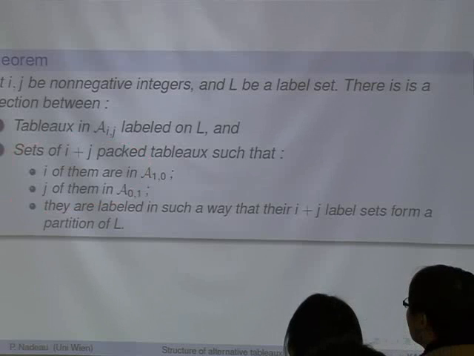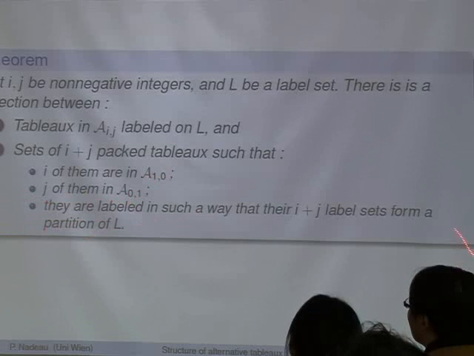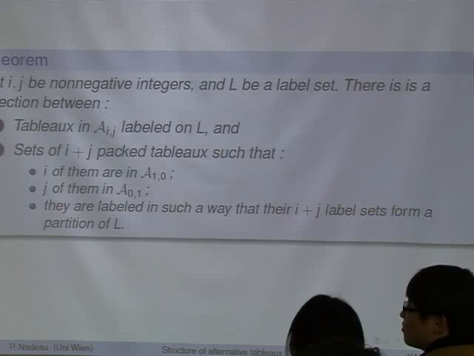And on the other side, you have sets, so a collection of I plus j packed tableaux. Each packed tableau belongs either to this one or this one. So you have I plus j packed tableaux: I of them are in this set, the remaining of them are in this set, plus the labels of these packed tableaux form a partition of the original label set. So you take the original label set and distribute it over the different tableaux that you obtain.